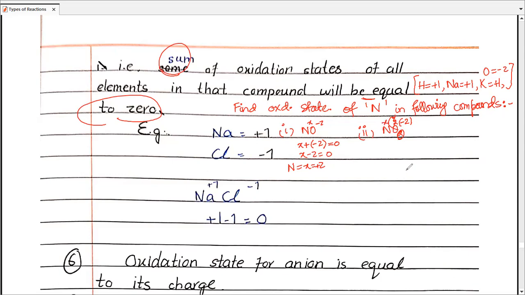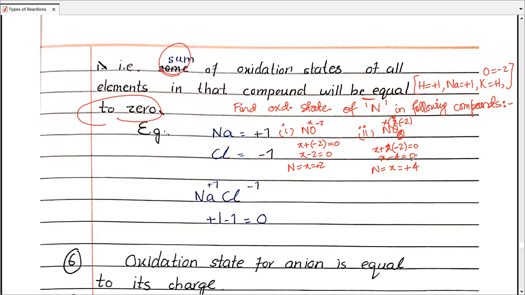N is still x. We need to find it out. So it's x plus 2 into -2, which is equal to 0 as the whole rule says. So it's x minus 4 is equal to 0, and N, which is equal to x, in this case is equal to plus 4. So see, nitrogen in a covalently bonded compound with oxygen can show plus 2. A nitrogen in a covalently bonded compound of oxygen can also show plus 4.